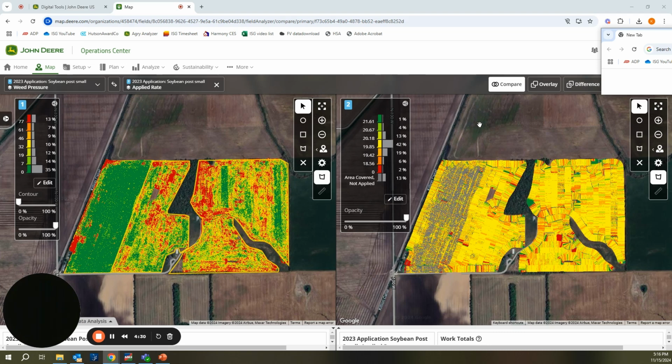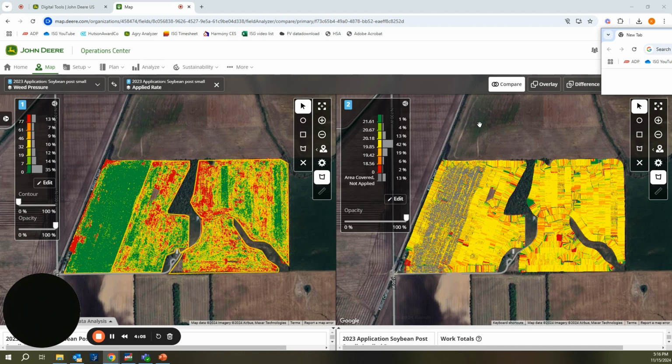side. And in this particular example, we went back to the grower and were asking some questions and trying to figure out what happened in this field and why we were seeing such distinct application differences. And this just shows the power of See and Spray technology and what you get from that data. So on the west side of the field, on the left map, we're seeing weed pressure. The right is seeing applied rate.